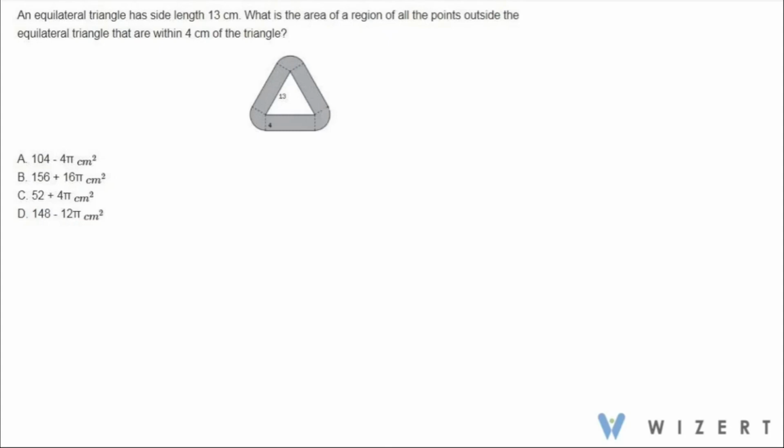We have this question here. An equilateral triangle has side length 13 centimeters. What is the area of a region of all the points outside the equilateral triangle that are within 4 centimeters of the triangle? Now, this is given that all the points which are within 4 centimeters of the triangle.